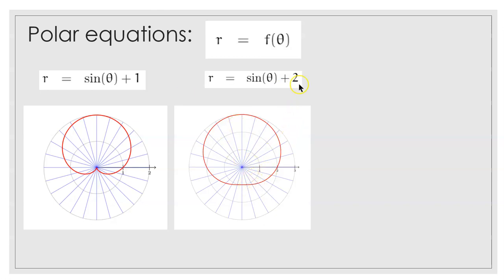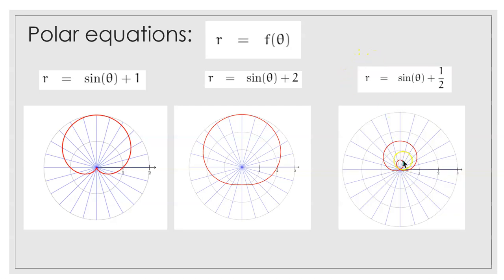Now, if you add a half or anything between 0 and 1, or subtract anything between 0 and 1, that means some of your lengths are positive and some of them are negative, so you end up with this little loopy thing in the middle, which is kind of cute.